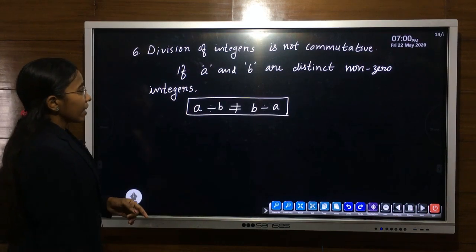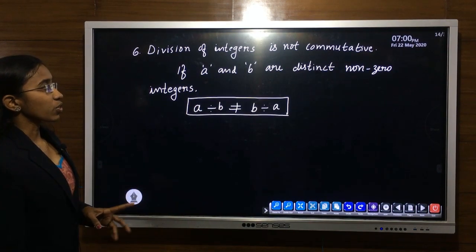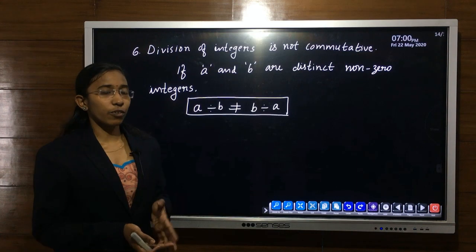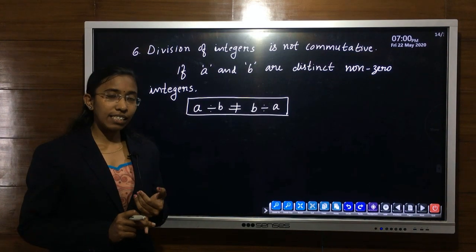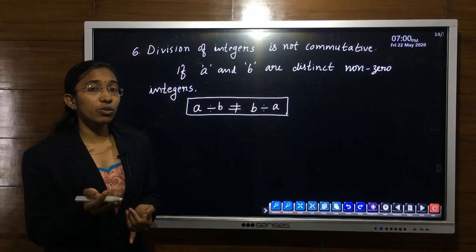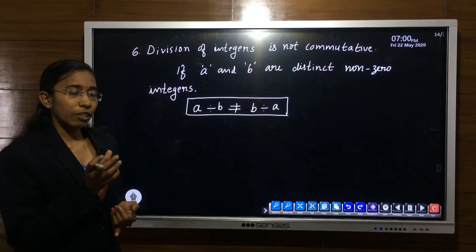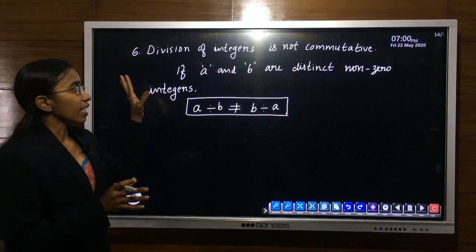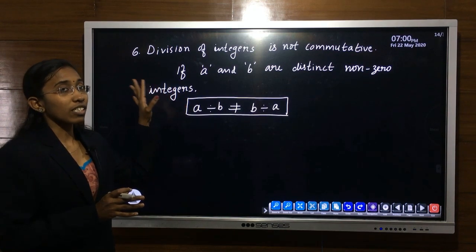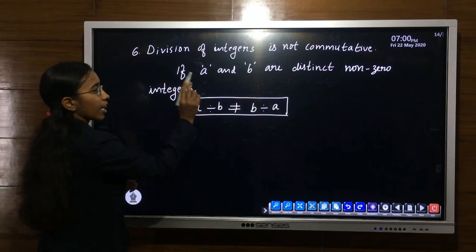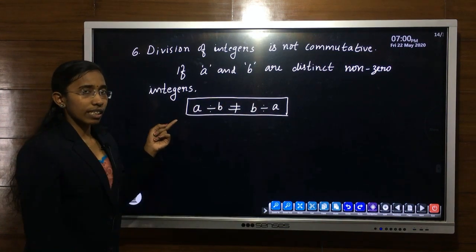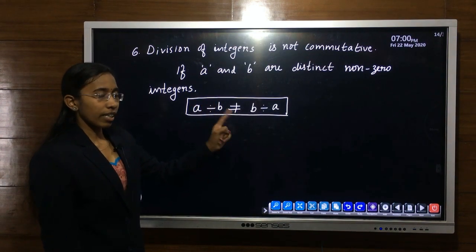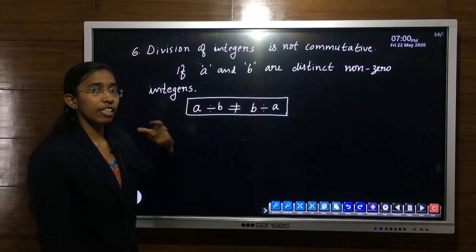And sixth property, division of integers is not commutative. What is the commutative property in the case of multiplication? Suppose a and b are two integers, then a into b equals b into a, which means the commutative property is satisfied in the case of multiplication of two integers. In the case of division of integers, the commutative property is not satisfied, which means if a and b are distinct non-zero integers, then a divided by b is not equal to b divided by a. These two values are different.